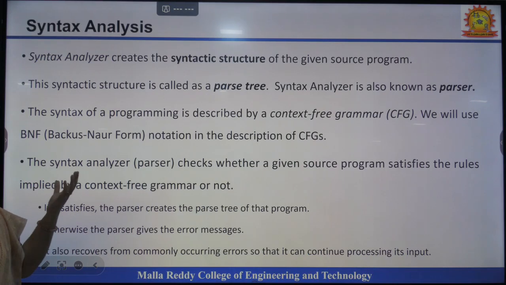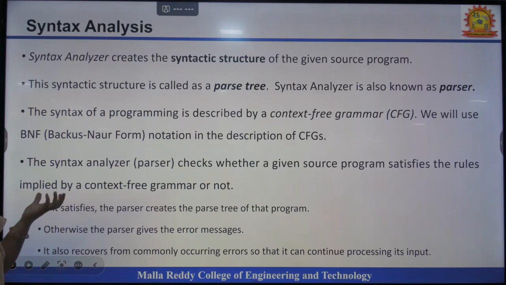For generating this parse tree, we make use of context free grammar. The syntax of a programming language can be described by using context free grammar. This context free grammar makes use of BNF notation for describing it.